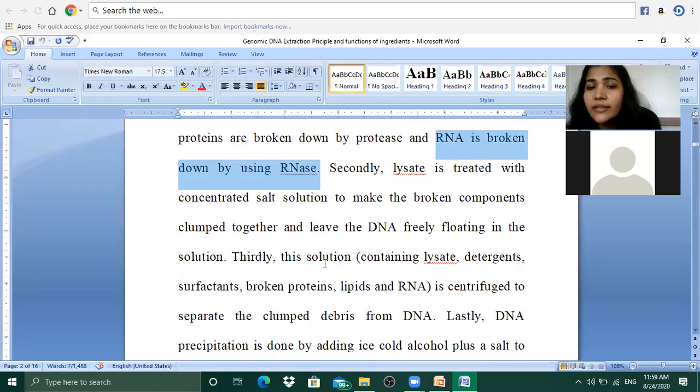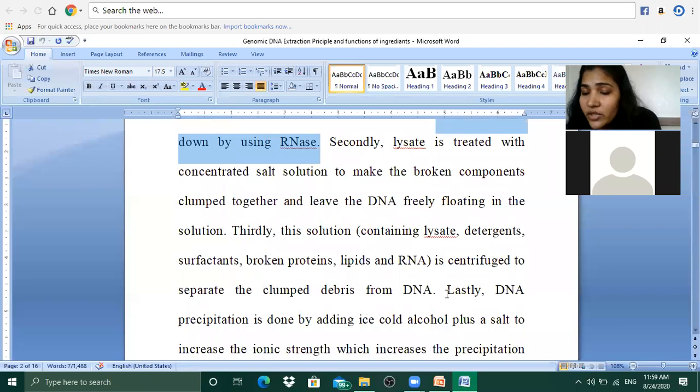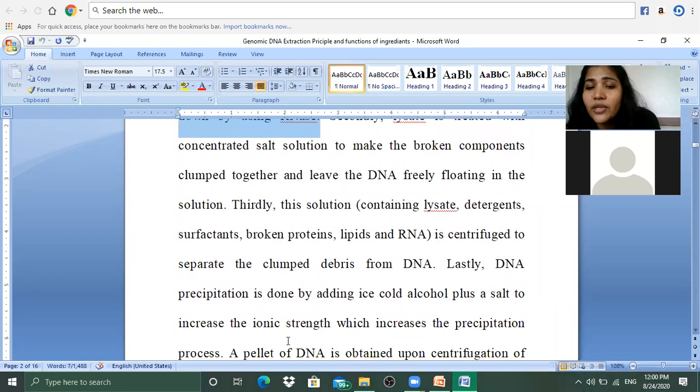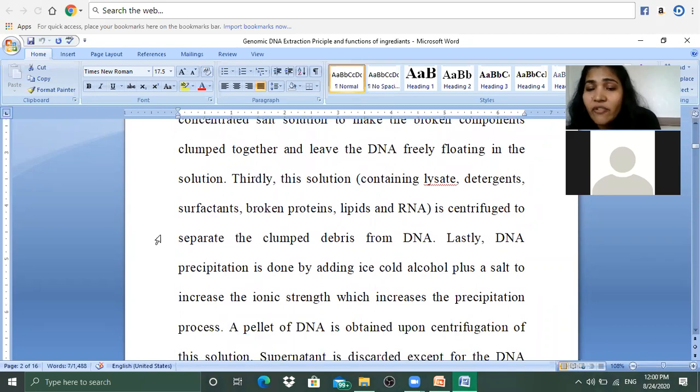Okay. Thirdly, this solution containing lysate, detergents, surfactants, broken protein, lipids, and RNA is centrifuged to separate the clump debris from the DNA. And lastly, DNA precipitation is done by adding ice cold alcohol plus a salt to increase the ionic strength, which increases the precipitation process. So very nicely stepwise they have explained.